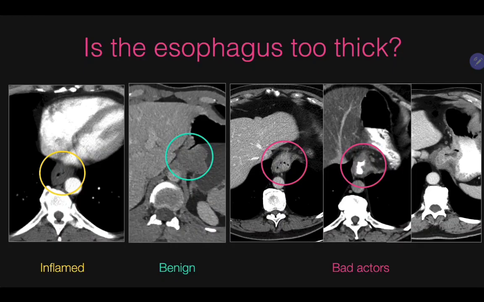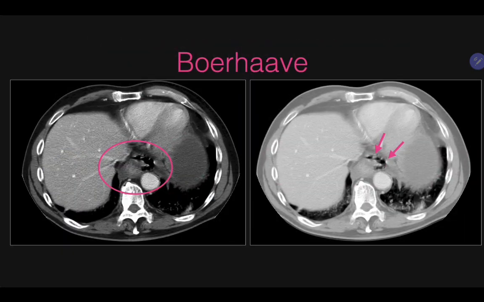And finally, large masses at the GE junction can be easy enough to spot, especially with surrounding adenopathy. It is important to set a threshold for concerning findings where you recommend further evaluation with endoscopy or upper GI.